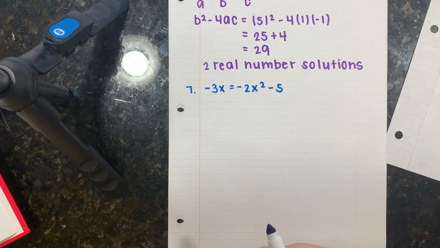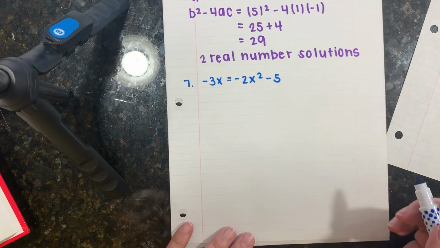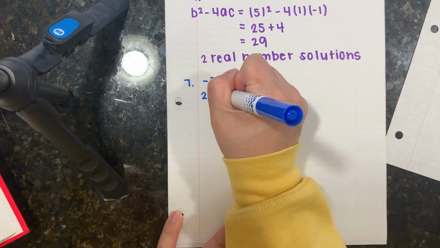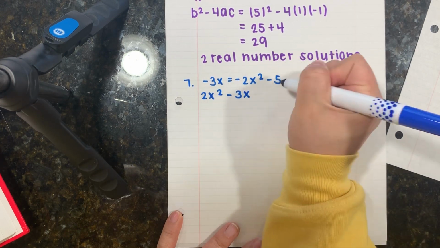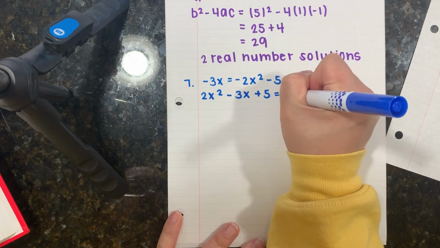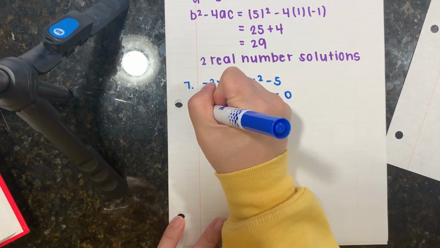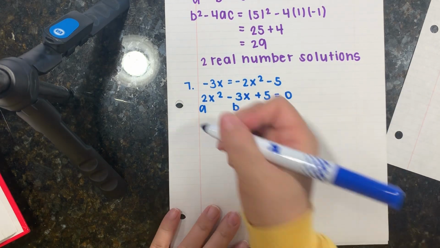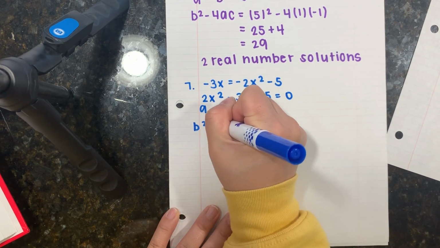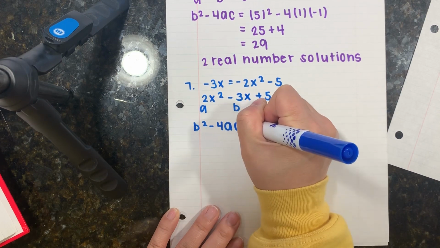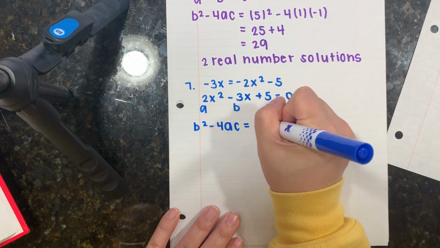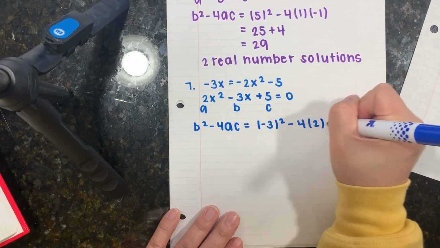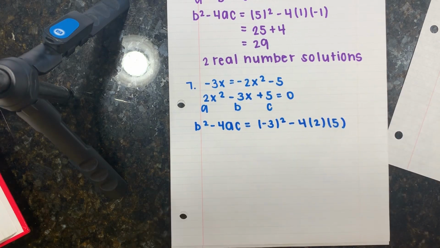Now before I can use the discriminant, I have to set this equation equal to 0. I'm going to move everything over to the left-hand side, which would give me 2x squared minus 3x plus 5 is equal to 0. Now this is going to be my a, this will be my b, and this is going to be my c. Again, you're plugging into b squared minus 4ac. My b is -3, so -3 squared minus 4 times a times c.